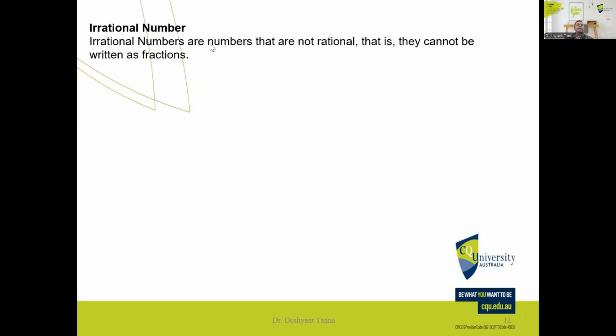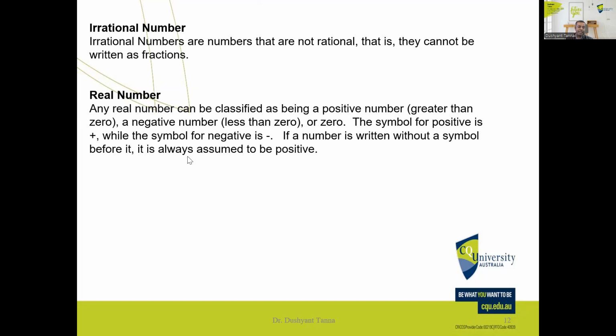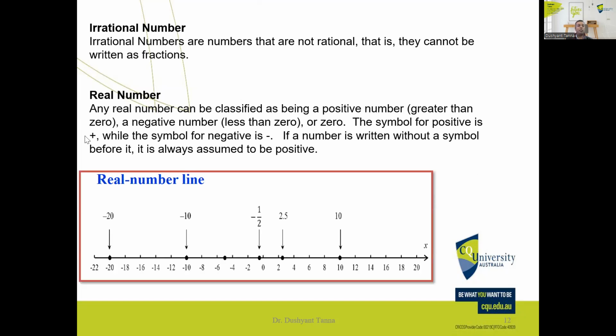Irrational numbers. They are the numbers that are not rational. That is, they cannot be written as fractions. We already saw some examples. The real numbers, I already explained, can be classified as positive or negative or zero. This is kind of fun because we kind of covered everything. If there is no sign written, it's by default considered positive. On a number line with 0 here, to the right-hand side of 0 we have all the positives. Left-hand side is all the negatives. And then we have fractions, decimals, everything that sits in between.